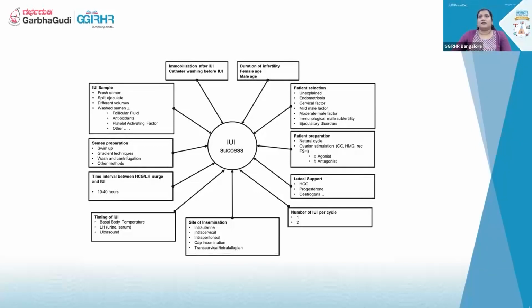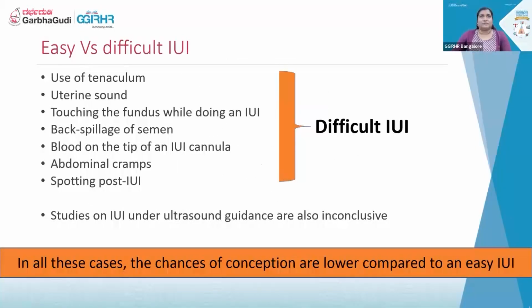Then comes the other determinants like patient preparation, luteal phase support which we give, site of insemination, number of IUIs per cycle, timing of the IUI, whether we have properly timed and properly did the IUI, interval between HCG and IUI, semen preparation, which our embryologist has discussed already. IUI sample also determines the result. Immobilization, catheter washing, duration of infertility and age of the patient also determine the success of the IUI.